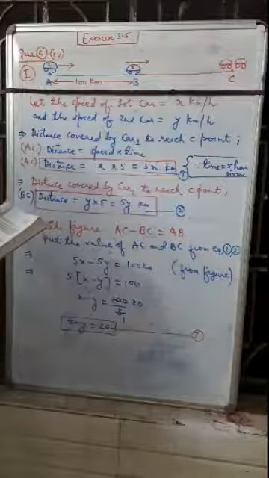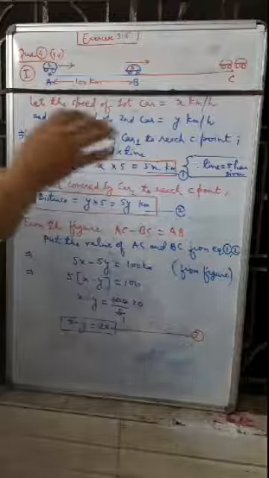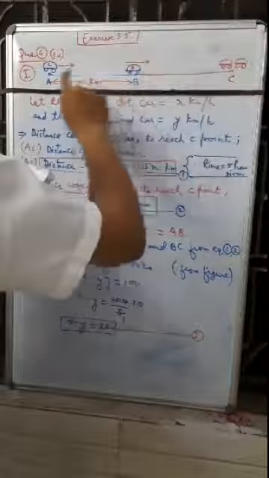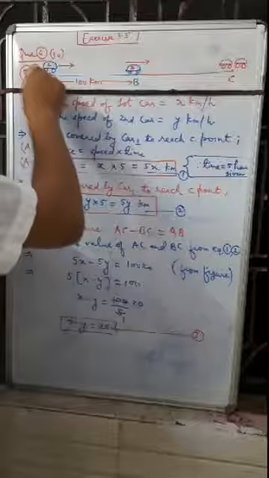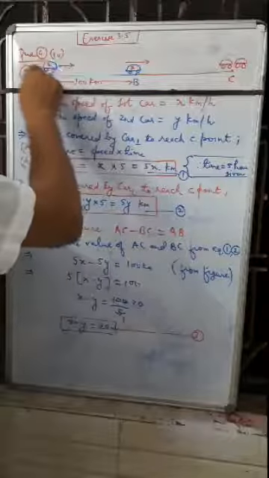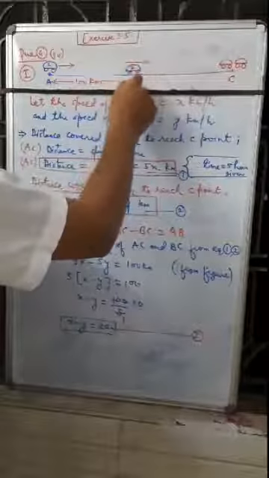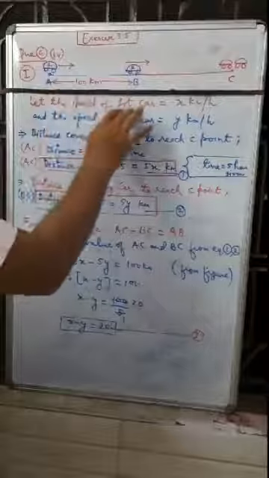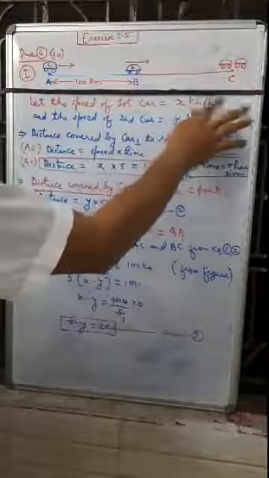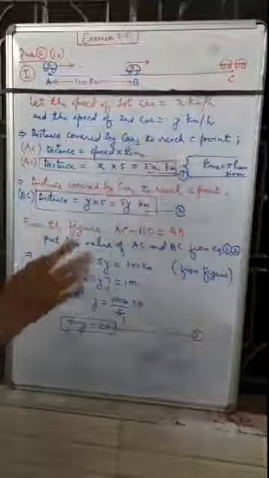So they will meet at some point after 5 hours. That means car 1 moves from point A to reach C, and car 2 moves from point B to reach C. So let the speed of the first car be assumed x km per hour, and for the second car, y km per hour.